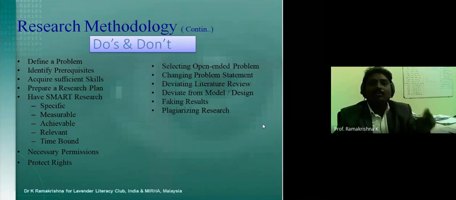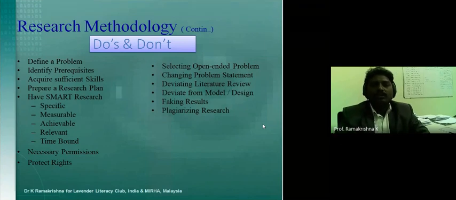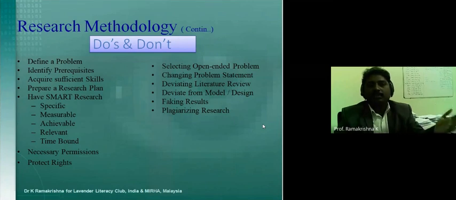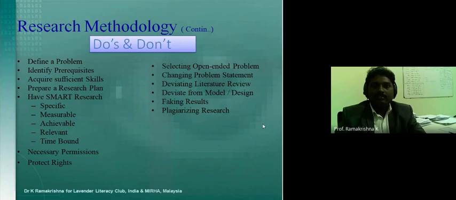It's very important. Most researchers just do the research, but they don't protect the rights. These are the doable things while you are in research activity. Let us see only a few don'ts. Selecting an open-ended problem, as I already said, okay, a closed-ended problem and then define a problem. So there is no scope for any open-ended problem as a research activity, right? Even if it is an open-ended problem, you should have a conclusion, boundaries, all right? Otherwise, it will be an open-ended problem and there will be no scope to end.